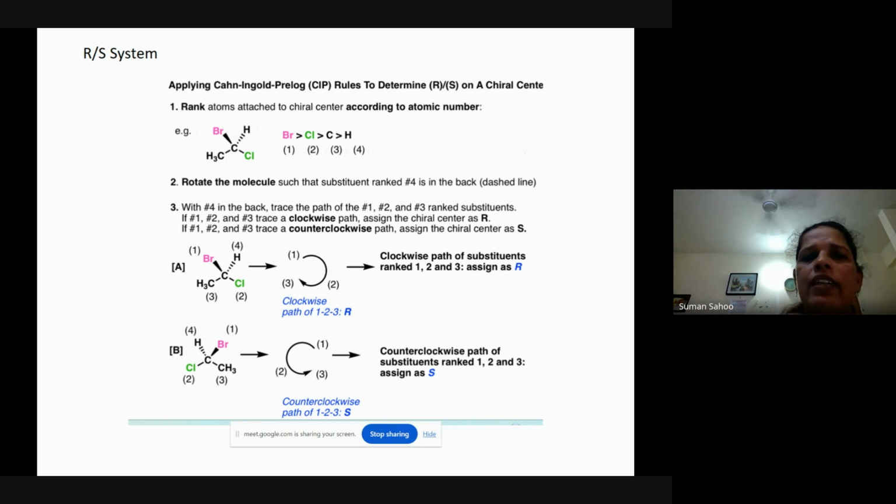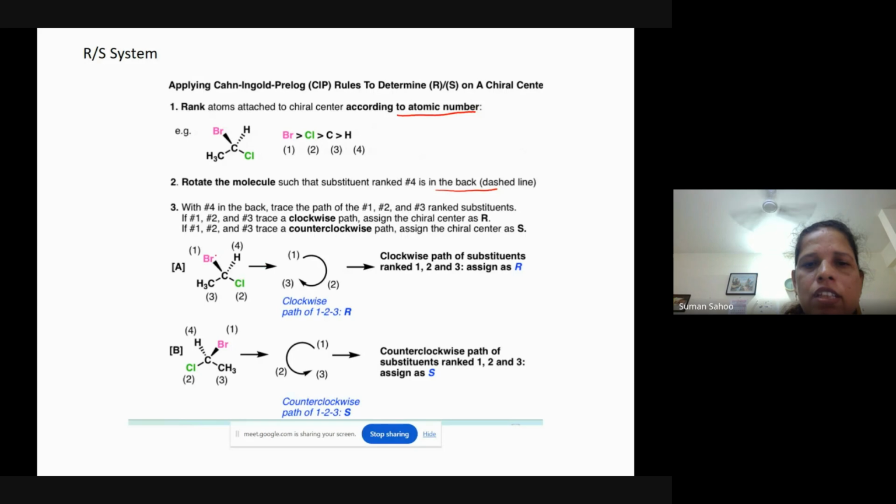So first, in the RS system of nomenclature, rank the atoms attached to the chiral center according to their atomic number. So here we have four substituents: bromine, chlorine, methyl, and hydrogen. Bromine has a higher atomic number as compared to chlorine, as compared to carbon, as compared to hydrogen. In this way you just prioritize according to atomic number. Then rotate the molecule such that the substituent ranked 4 is in the back, that is, on the dashed line.